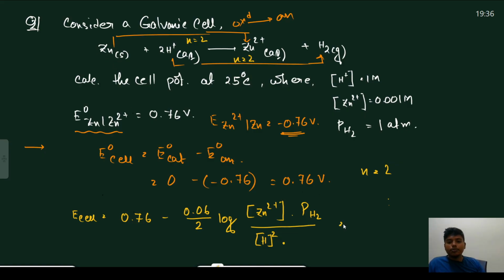So finally, just put the values. 0.76 minus 0.03 log zinc 2 plus, whose value is 0.001, that means 10 power minus 3. Then this is 1, and this is 1 squared, which means 1. So finally we will get 0.76 plus 0.06. So finally it will be... how much? Sorry, 0.09 will come, right? So 0.85. Clear?